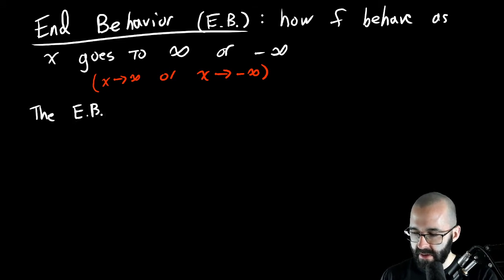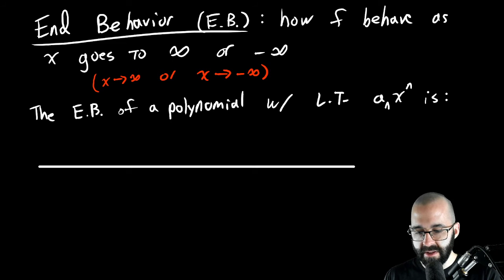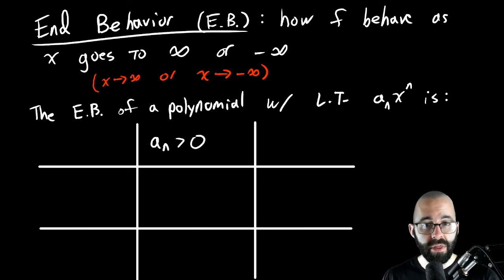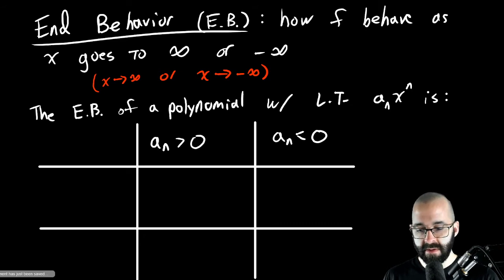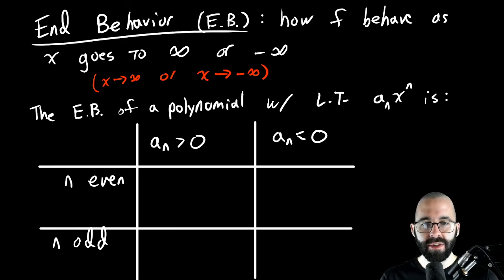The end behavior of a polynomial with leading term a sub n x to the n is given and can be calculated with the following little table. We're going to make a 3x3 table, kind of like we're playing tic-tac-toe. If the leading coefficient is positive, one thing is going to happen. If the leading coefficient is negative, another thing's going to happen. If n, remember n is the degree, is even, something will happen. And if n is odd, something else will happen. All we have to do is fill in the blanks.